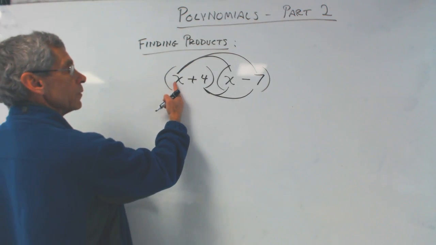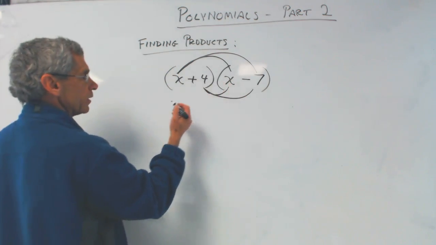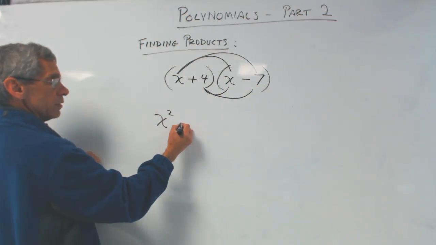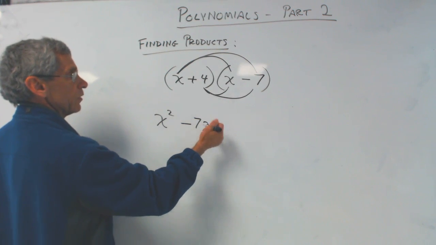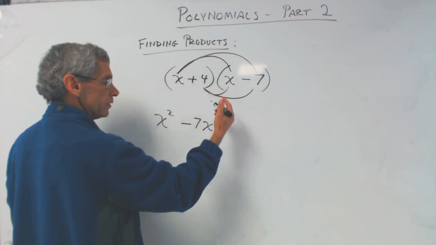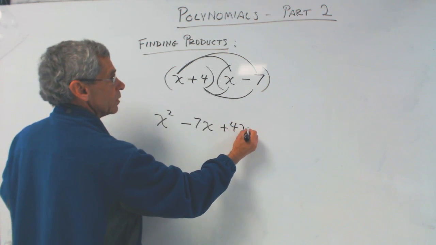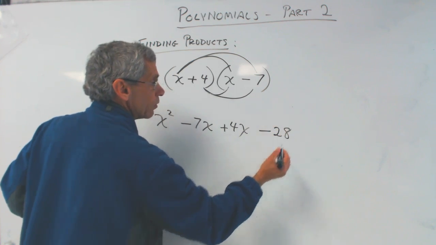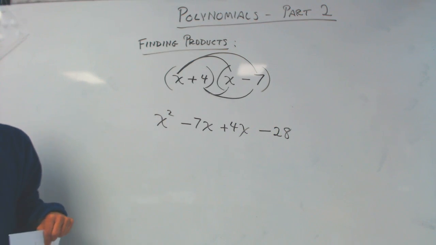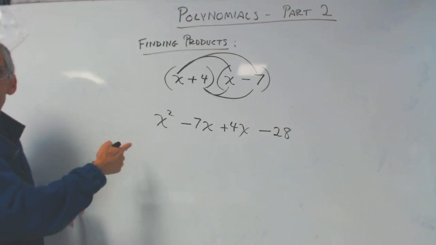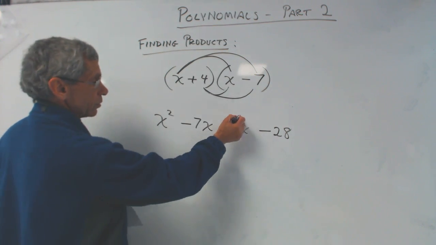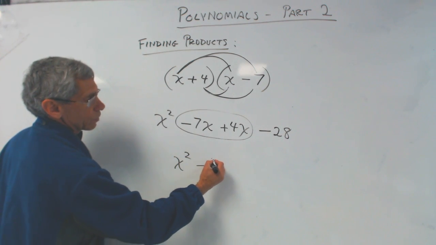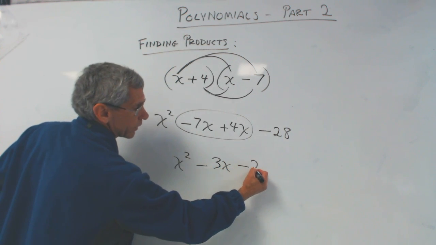So now let's do the whole thing. The first thing, x times x is x squared. x times negative 7 is negative 7x. Now, 4 times x is positive 4x. 4 times negative 7 is negative 28. Now, you're almost done, but you're not done yet. Are there any like terms in here that I can combine? Yes, the negative 7x and the 4x. So this can be combined. So my final answer is x squared minus 3x minus 28.